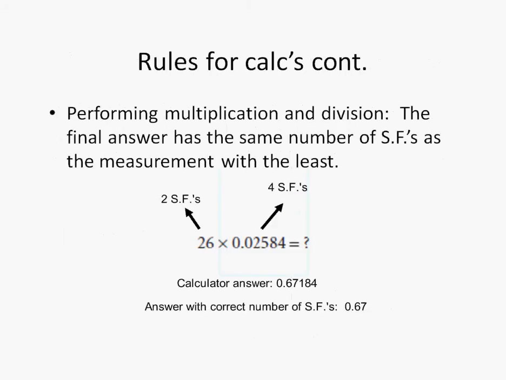The other thing we might be able to do is multiply or divide, and this is a much easier rule. Now, all I need to do is identify the number of sig figs in each measurement, and my final answer has to have the same amount as the measurement with the least. So if this has 2, 2 and 6, and this has 4, remember, zeros to the left, not significant, my answer from the calculator is 0.67184. But with the correct number of sig figs, it is 0.67.